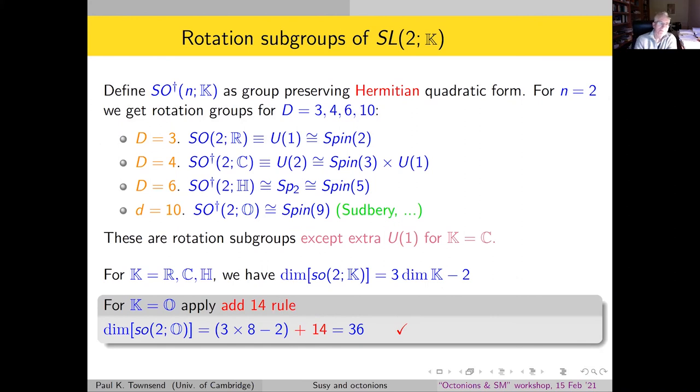That's the add 14 rule. Of course, you can apply the same kind of logic to rotation subgroups. Sudbury didn't do this, but you can simply view a unitary group as an SO dagger group.